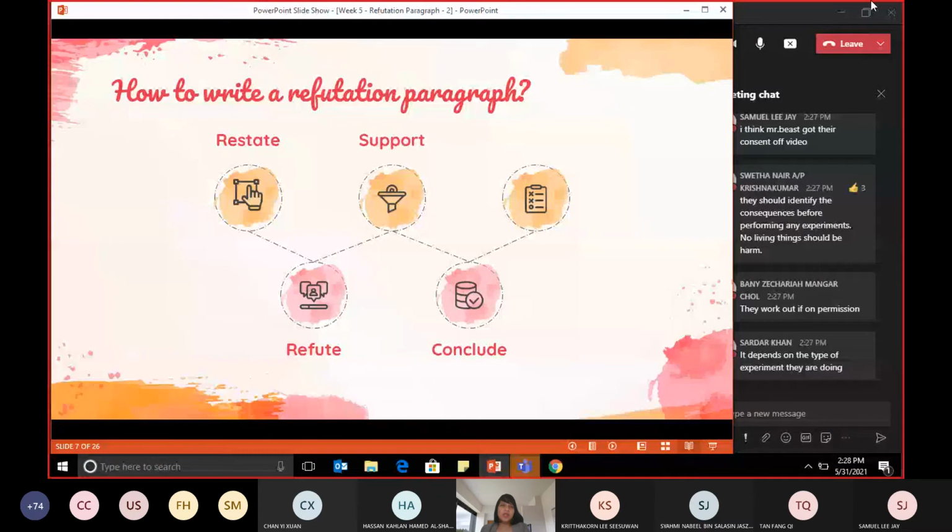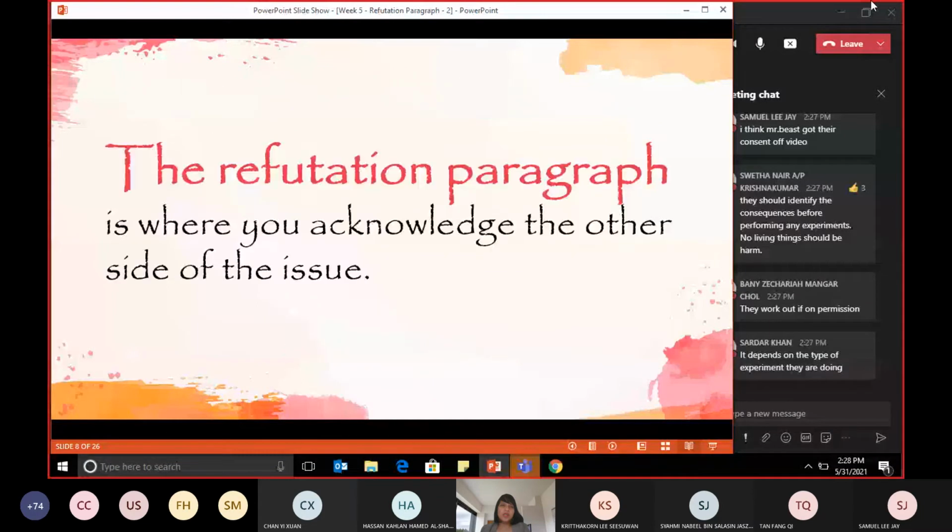Okay. So the refutation paragraph is where you acknowledge the other side of the issue. Why do you have to acknowledge? I gave this example to T7 earlier in the morning. So imagine, T7, I'm sorry, I'm going to use the same example, okay? Imagine you are now 31 years old. Okay, I think 31 is still young. Okay, you are now 40 years old.